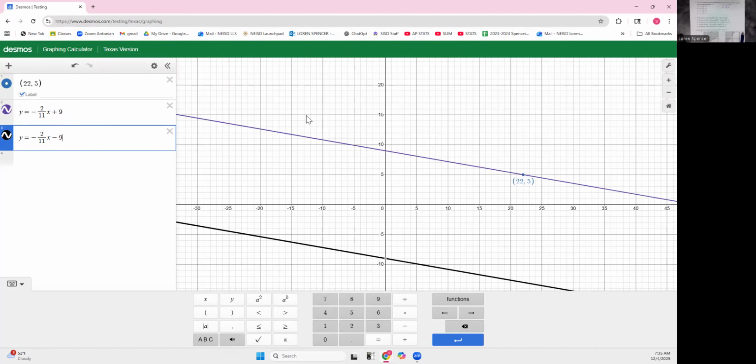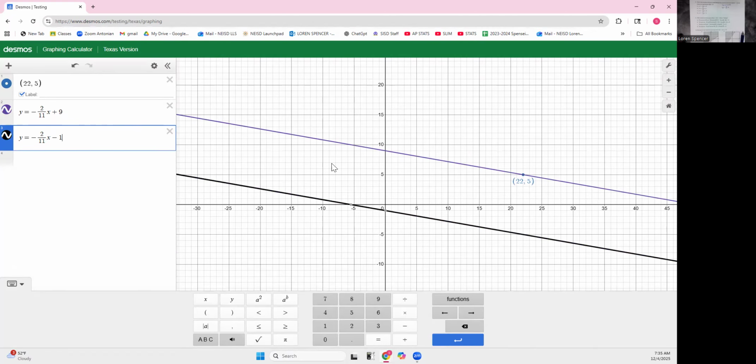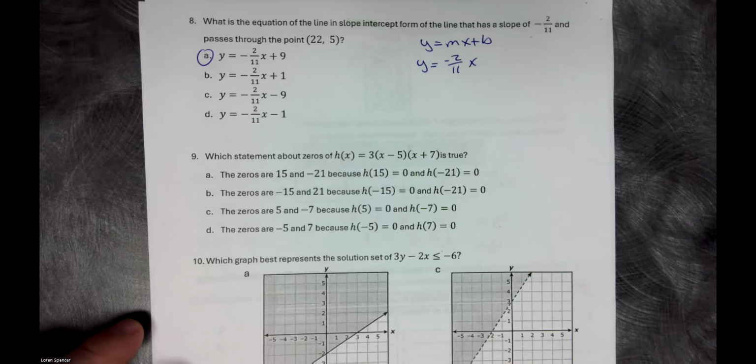And then when I do the -1, it doesn't pass through the point. So the only one that passed through the point was A. So the answer to number 8 is A because it passes through the point. So make sure on that type, plot the point, then plot the answers and see which one goes through it. Easy enough problem. Should get that one right.